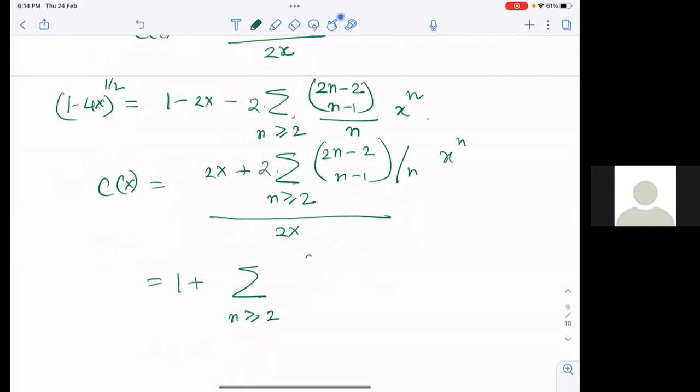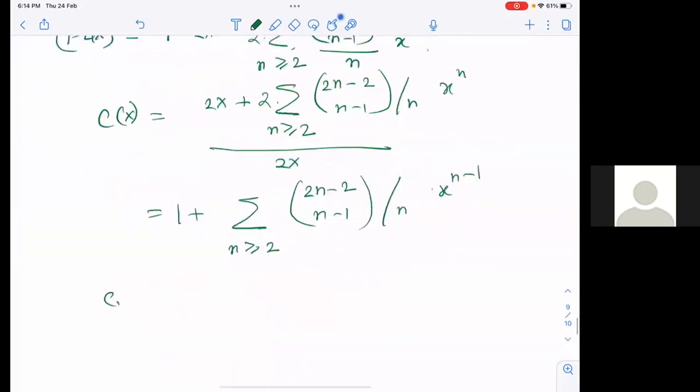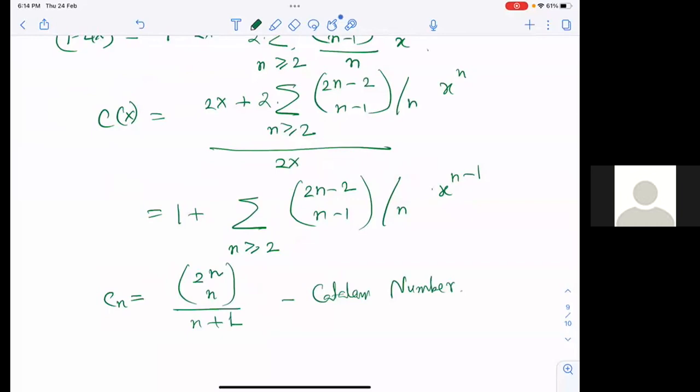So this will be like 2n minus 2 choose n minus 1, divided by n, times x power n minus 1. So the C_n, which is the coefficient of x power n, you basically have to substitute n by n plus 1. Then you get that coefficient of x power n. So that will give you 2n choose n divided by n plus 1. This is called the famous Catalan number. You will see that Catalan number has a lot of combinatorial interpretations. We will see a few examples later. It can appear in many places in different ways.